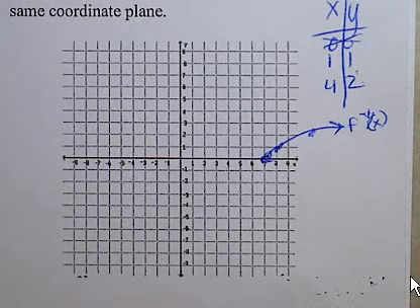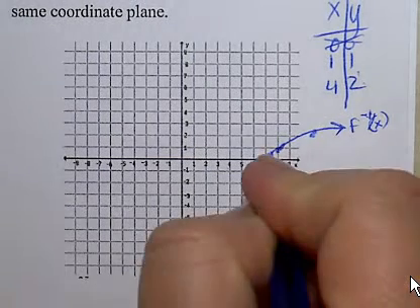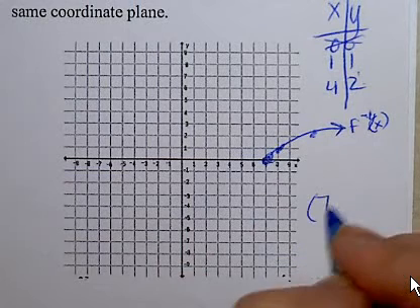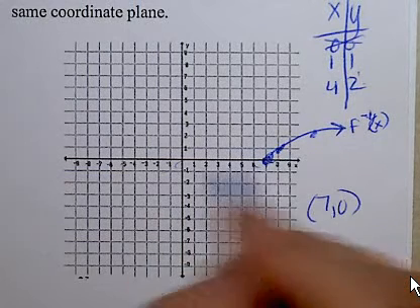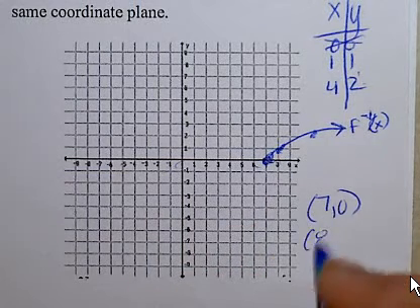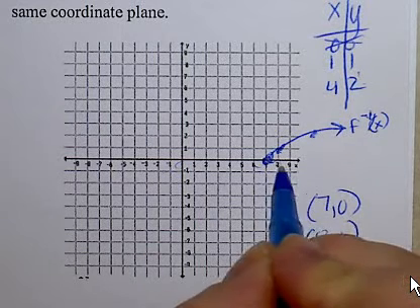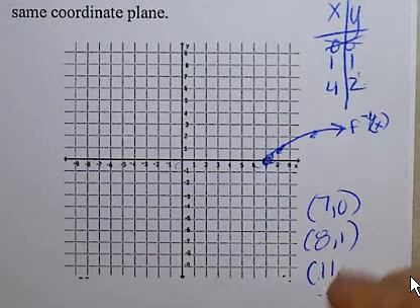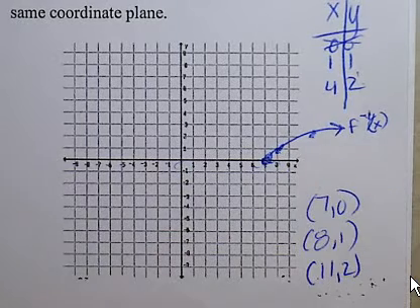Now here's the cool part. If you've forgotten this from August, let's write these points down right now. We have the point 7, 0. Then we have 8, 1. Please do the same. And here's 11, 2. Okay, those are the 3 points.